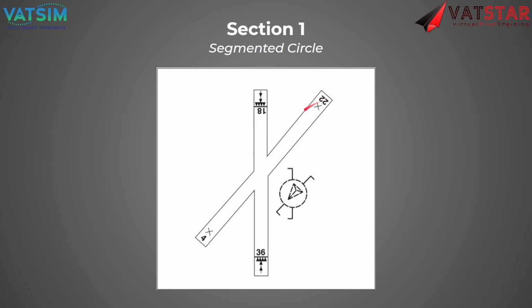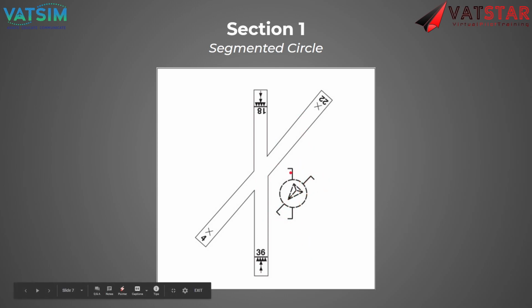So let's ignore 22 and 4 here because these runways are closed. They have an X on them, which indicates a closure. So let's focus on runway 36/18. This is a north-south runway. Now, I don't know if anybody's familiar with this, but if you look at this segmented circle here, you notice these legs are aligned with this runway, and these legs are aligned with this runway.